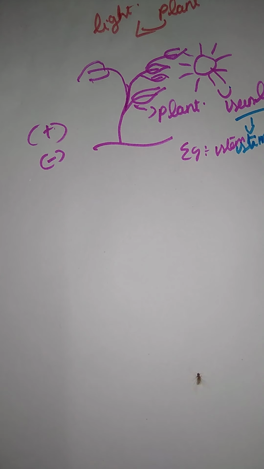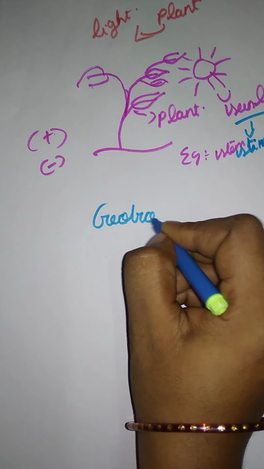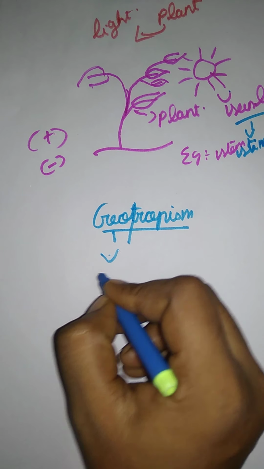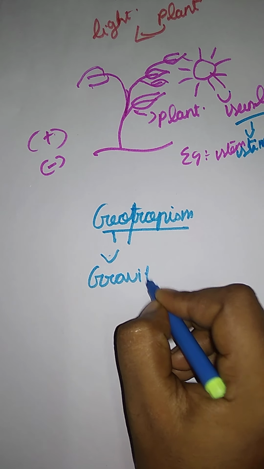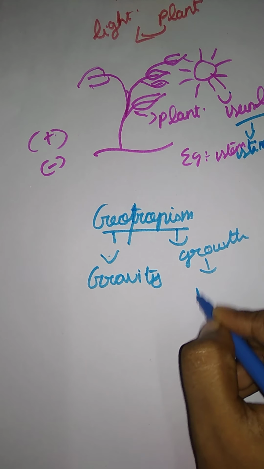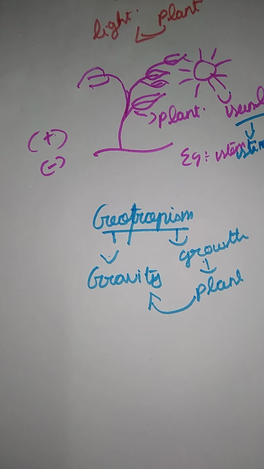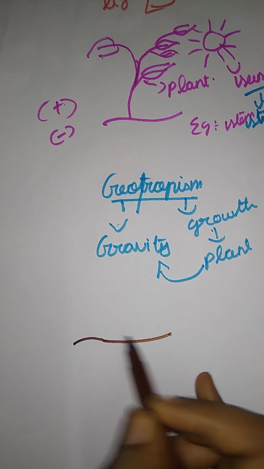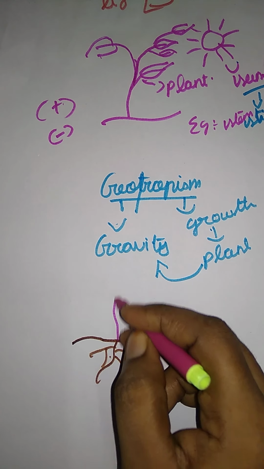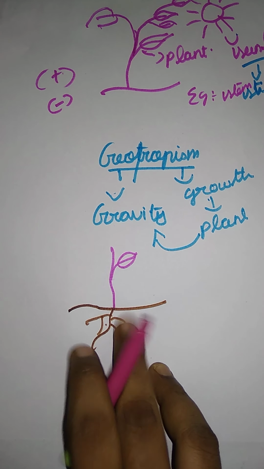And next one, we are having geotrophism. Here in geotrophism, I already said that geo means gravity. What does growth indicate here? A plant growth. A growth of a plant towards the gravity. Okay, that is geotrophism. Just imagine this is the root of a plant, and here this is the plant body. And in geotrophism, gravity is usually present in the soil surface area.